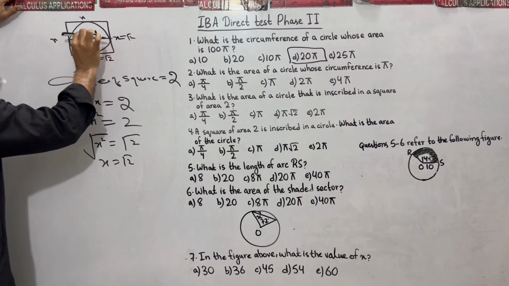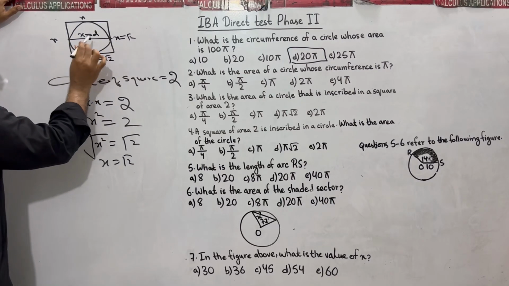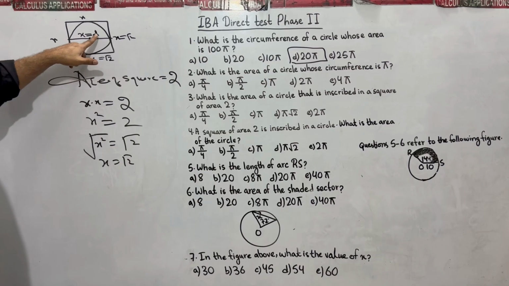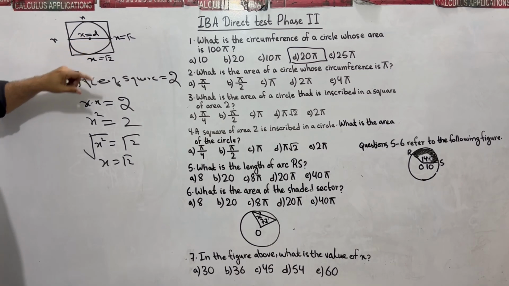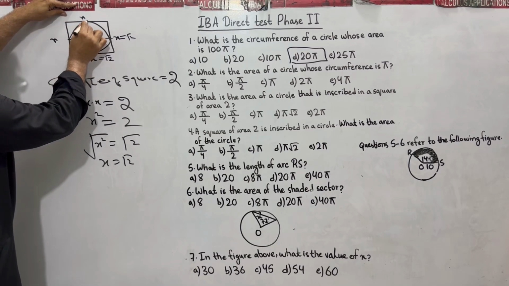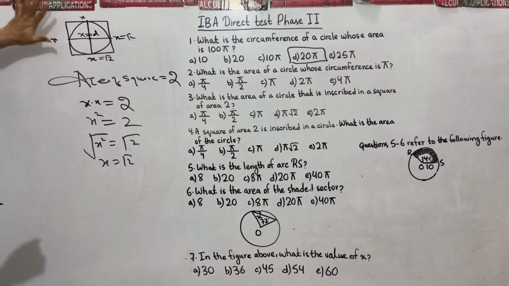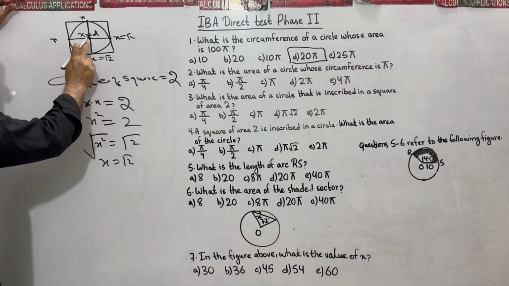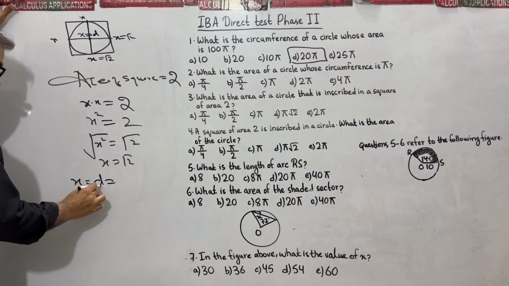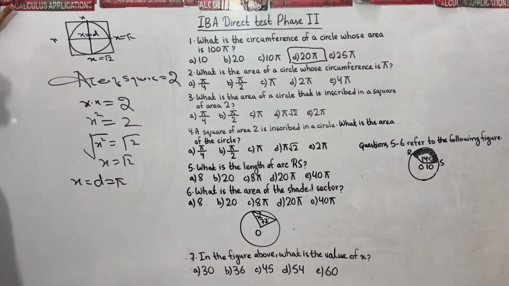A line that passes through the center is known as the diameter. Here our diameter is equal to the length of the square. So x is equal to d, which is equal to under root 2. We have diameter equal to under root 2.